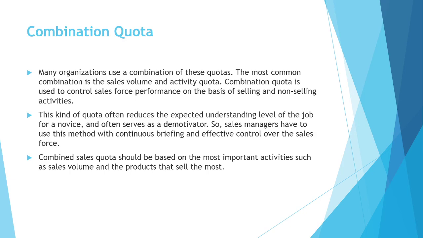Combination quota. Many organizations use a combination of these quotas. The most common combination is the sales volume and activity quota. Combination quota is used to control sales performance on the basis of selling and non-selling activities. This kind of quota often reduces the expected understanding level of the job for a novice and often serves as a demotivator. So, sales managers have to use this method with continuous briefing and effective control over the sales force. Combined sales quota should be based on the most important activities such as sales volume and the products that sell the most.